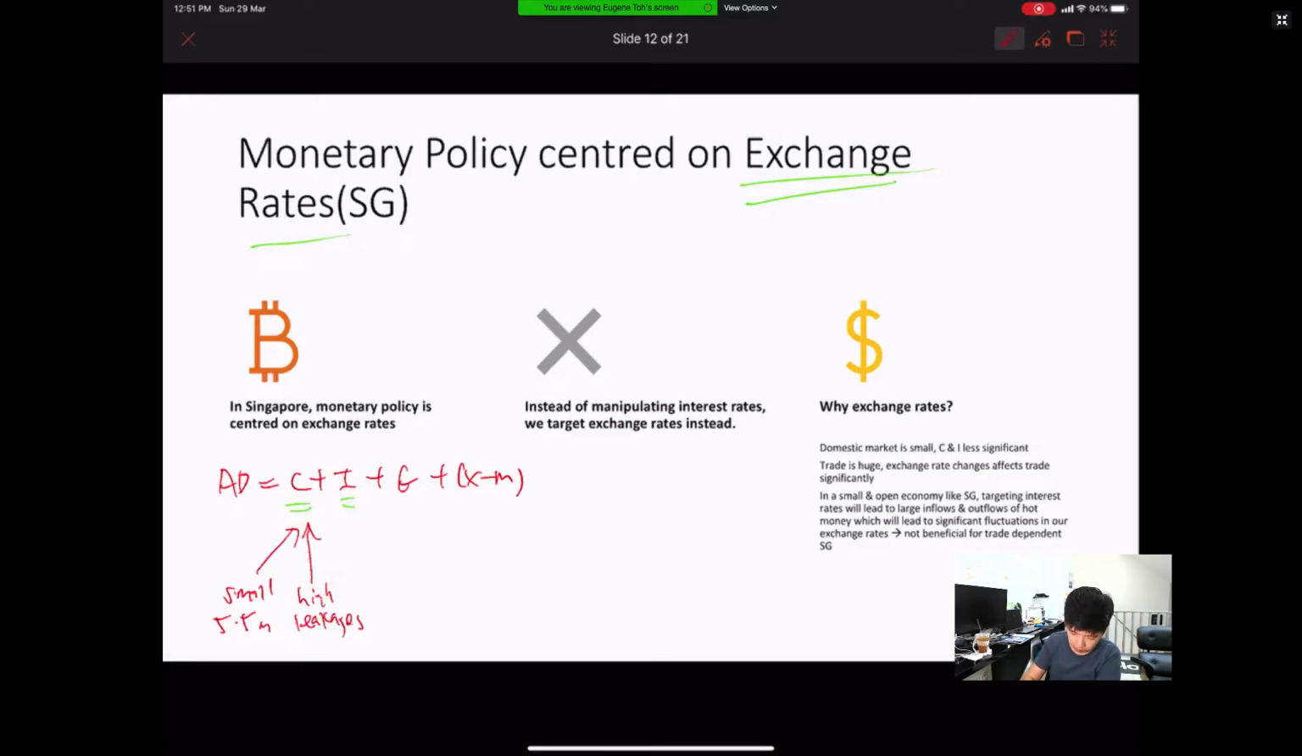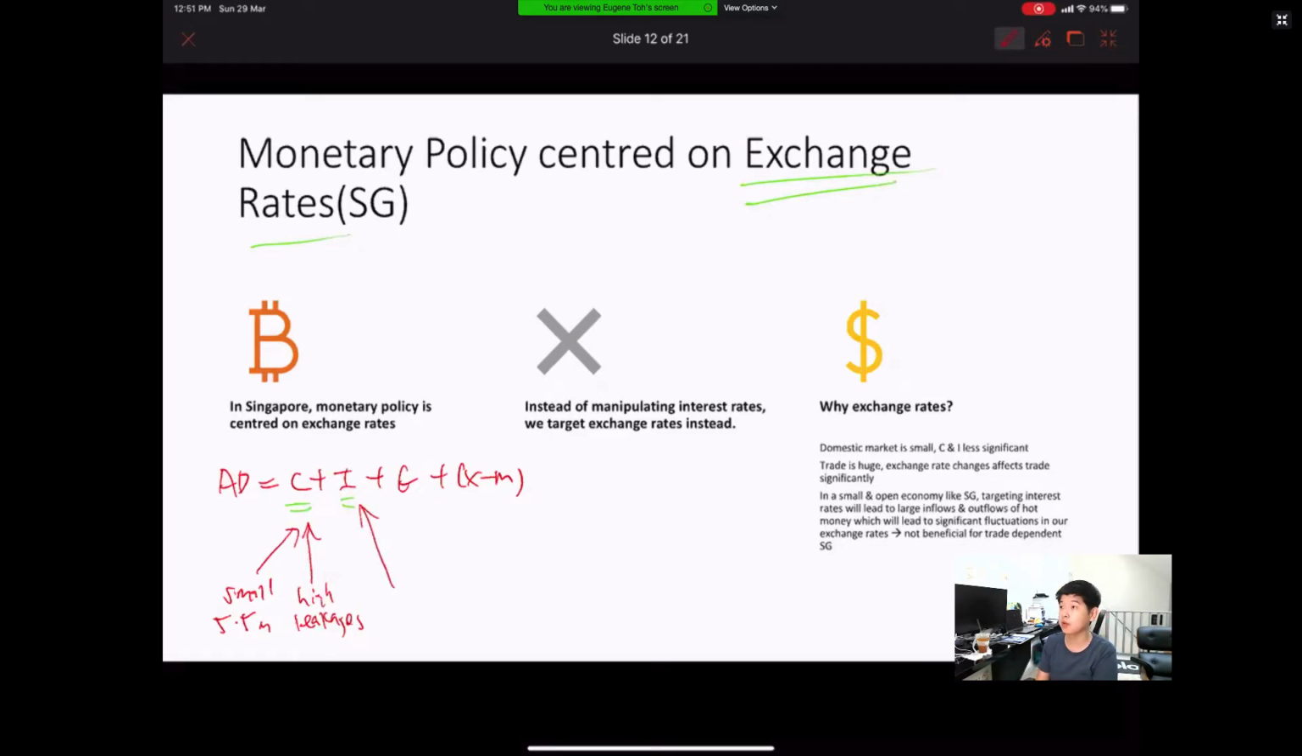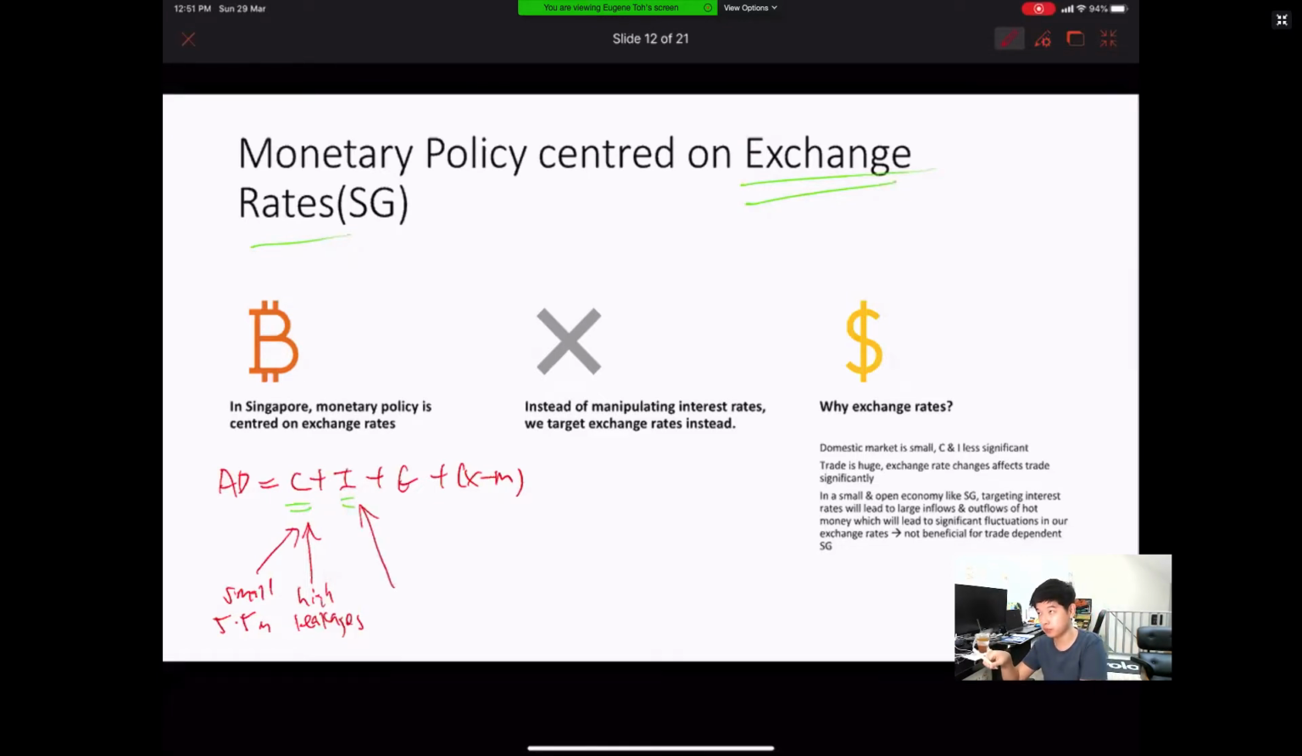Next, what's the problem with targeting investment? Is investment big or small in Singapore? Big. Then if it's big, why don't we target investment? The problem with investment in Singapore is that a lot of our investments are what kind of investments? FDI, right?